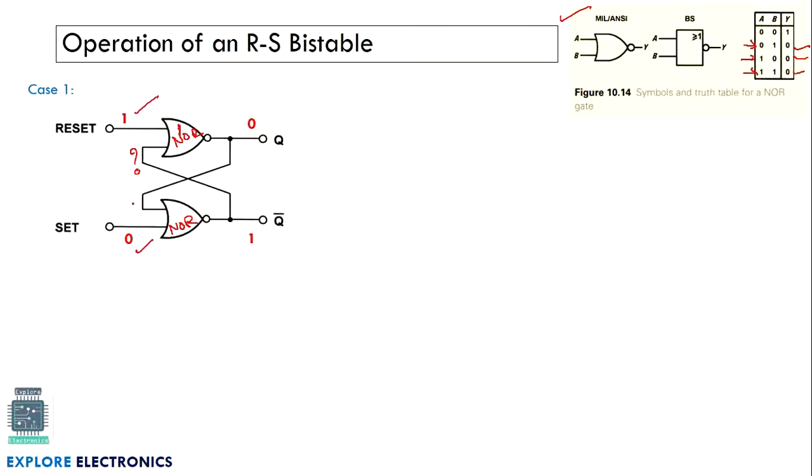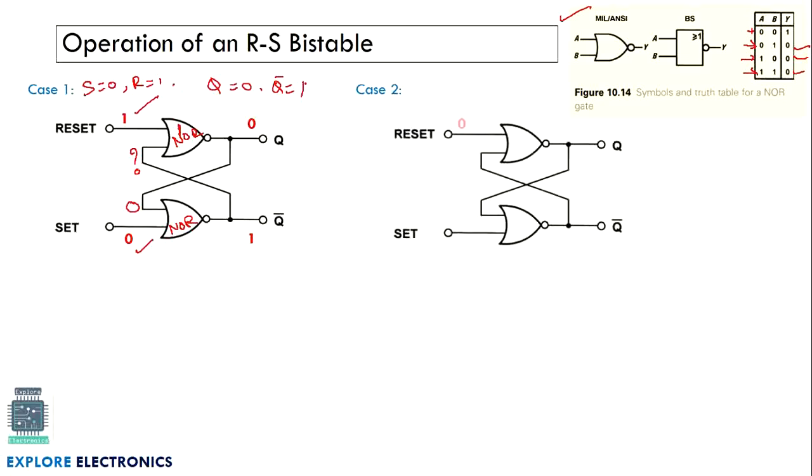Now this Q will be given as input to the second NOR gate. For 0 0, we are getting 1 as output, you can observe here. So in this case, we are giving S equal to 0 and R equal to 1. We are going to get Q equal to 0 and Q bar equal to 1. This is the output for S 0 and R 1.